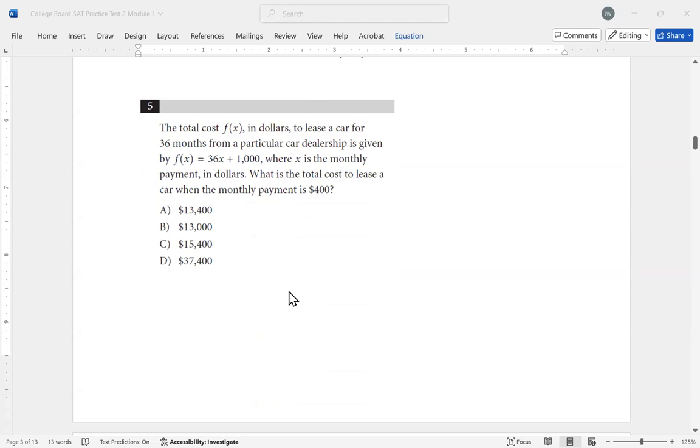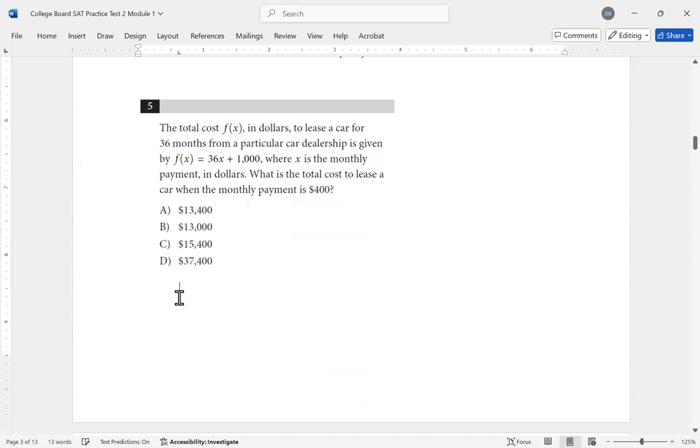Question 5 says the total cost, f of x, in dollars to lease a car for 36 months from a particular car dealership is given by f of x is equal to 36x plus 1,000, where x is the monthly payment in dollars. What is the total cost to lease a car when the monthly payment is 400?